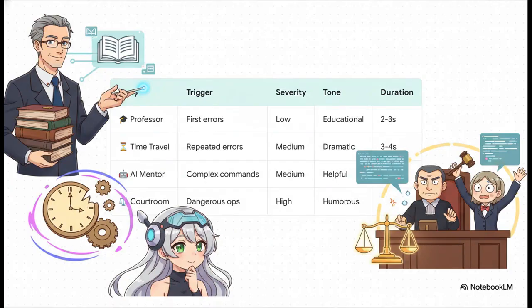So how does it know which storyteller to call up? Well, it's pretty smart about it. It looks at the context of the error. Is it a simple typo? Is it the 3rd time you've made the same mistake? Or are you trying to do something potentially dangerous? Each situation gets a tailored response, from the friendly professor all the way to the pretty hilarious courtroom mode.